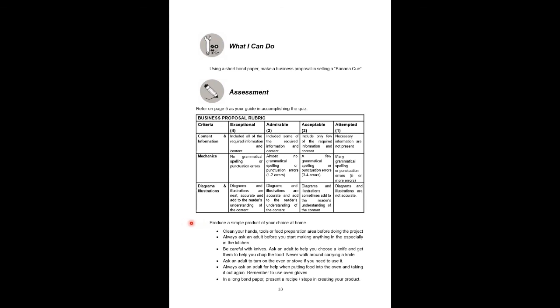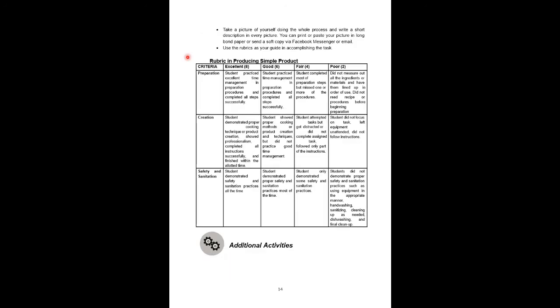Alright, so your next activity here below is for you to produce a simple product. Now all you need to do is to read these instructions below, and then you will be graded after doing so. On the next page, you can see how you will be graded through another rubric. And this is the rubric in producing simple product. To get a higher grade, of course, you have to follow this. The preparation, creation, safety, and sanitation. The excellent score here is 8 and the poor is 2. Good luck and God bless.